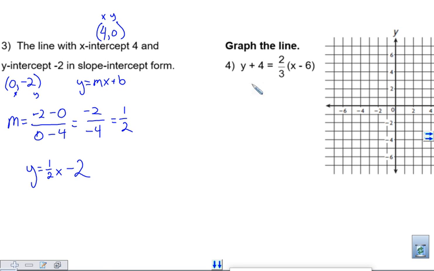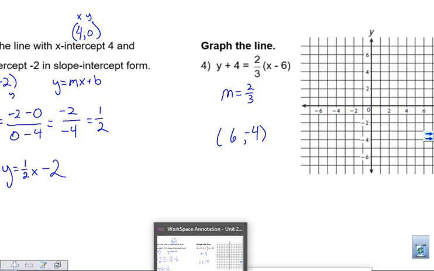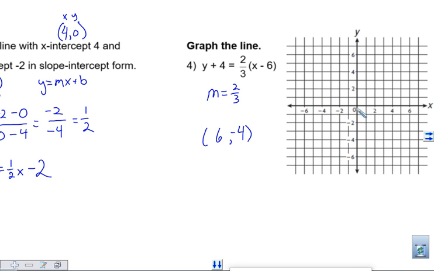Our next one, we want to graph the line y plus 4 equals 2/3 (x minus 6). So we need our slope, which is 2/3, and we need our coordinate for our point. Remember that when we take it out, we don't just write down the numbers. We look at the sign and change it. So this was a negative, so it becomes positive. Our y value was positive, so it becomes negative. So our coordinate is (6, -4), and that's where we're going to start our graph.